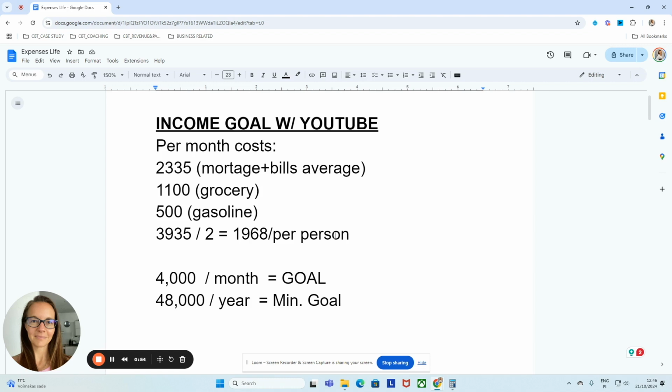Now you're like, why do you have 4,000 as your goal if you only need about 2,000 a month? The reason being that taxes are very high in Finland and basically half of your money goes to taxes. It's not totally half, but if you're an entrepreneur, it's quite high. And the more money you make, the more you're taxed. So to be safe, I just double this. So basically I want 4,000 a month to reach my goal in order to pay my half of the bills. And that is 48,000 per year minimum goal.